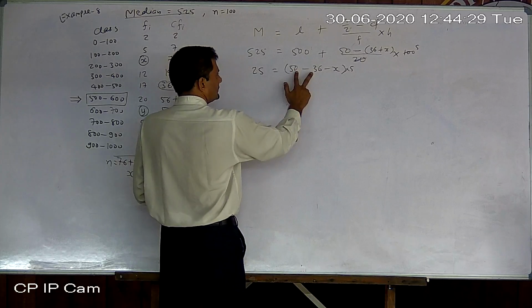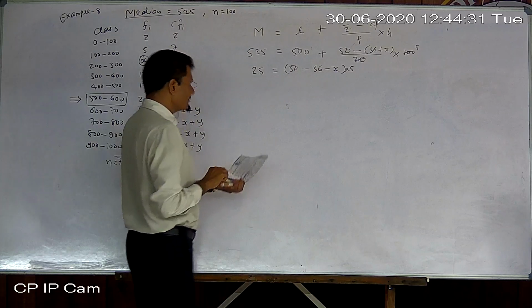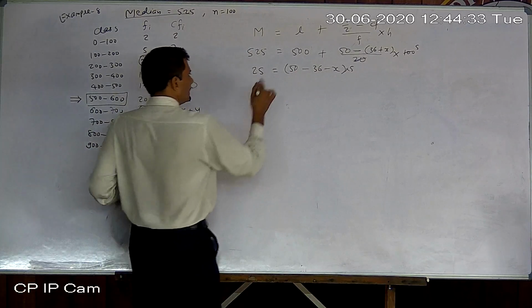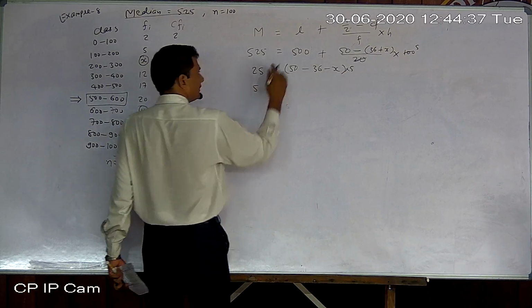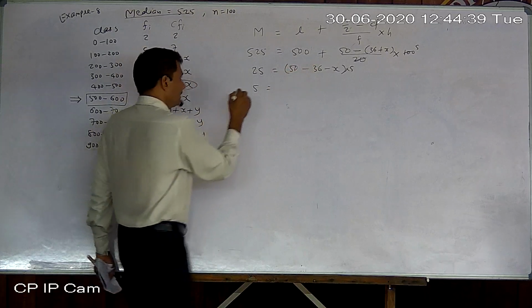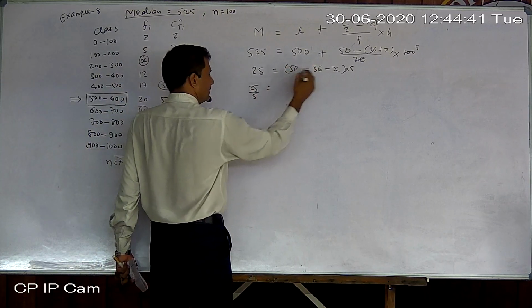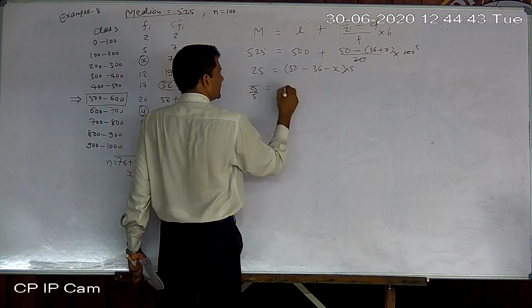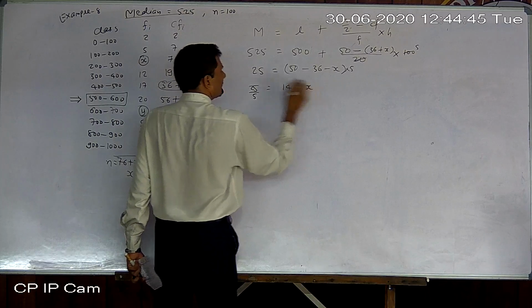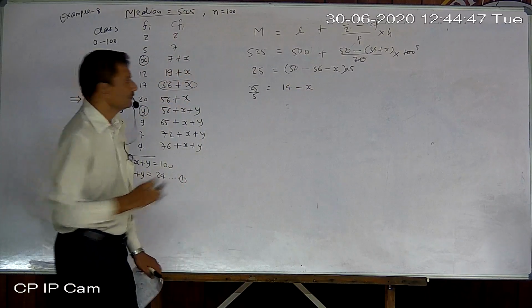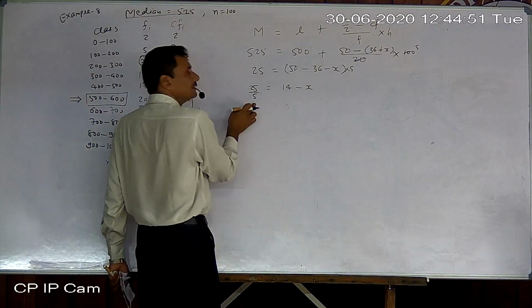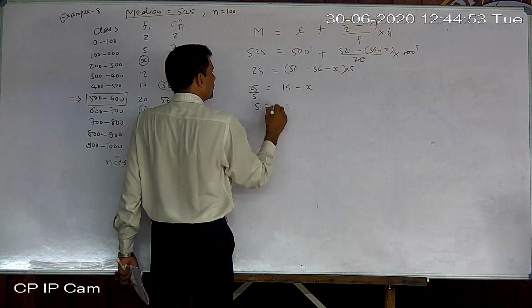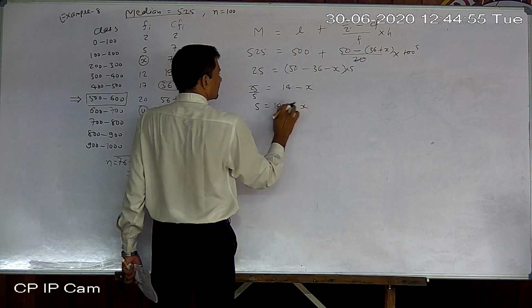But first of all, we simplify this one here, because 50 minus 36. So now I shift that 5 here only. So it will become 25 upon 5. So here 50 minus 36 is 14 minus x. Okay, 5 is shifted here only. So 5 equals 14 minus x.